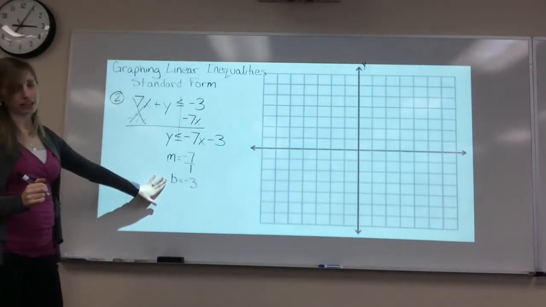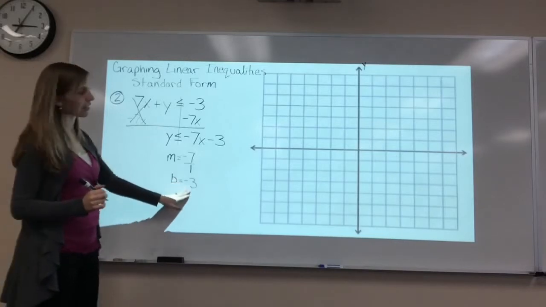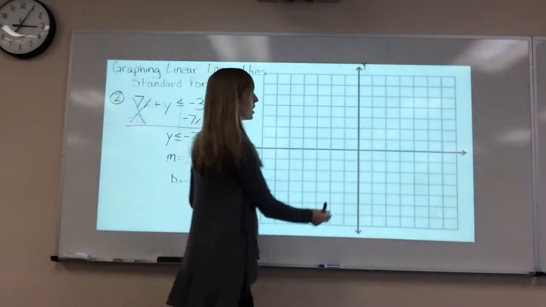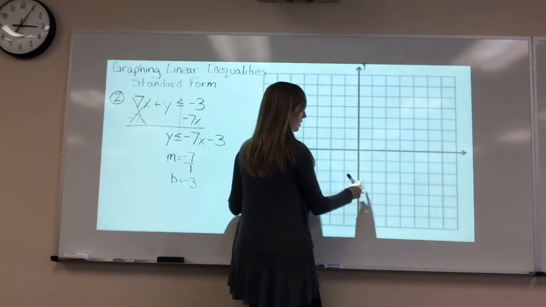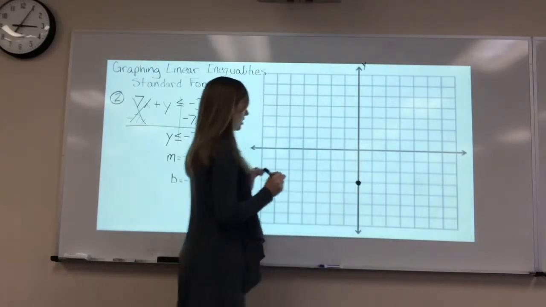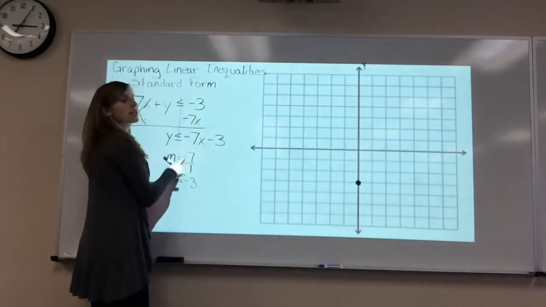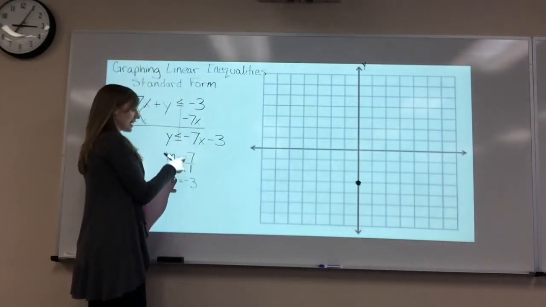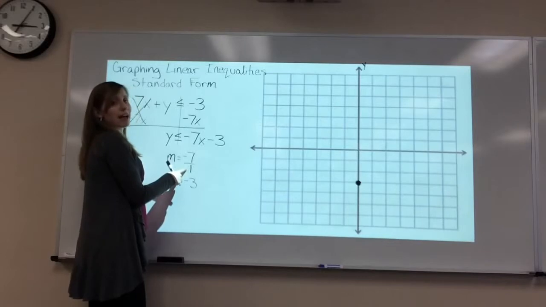Always graph your y-intercept first. So to graph -3 on the y-axis, you must go down 1, 2, 3 places. There's our first point. All right. After that, my slope tells me that the rise is a -7, the run is a +1.